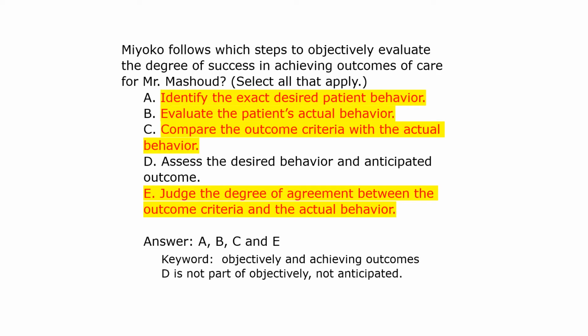Answer A, B, C, and E. A. Identify the exact desired patient behavior. B. Evaluate the patient's actual behavior. C. Compare the outcome criteria with the actual behavior. E. Judge the degree of agreement between the outcome criteria and the actual behavior. Keyword: objectively in achieving outcomes. D is not part of objectively, not anticipated.